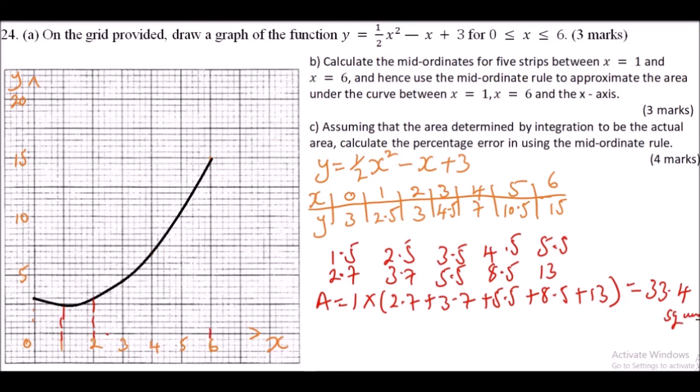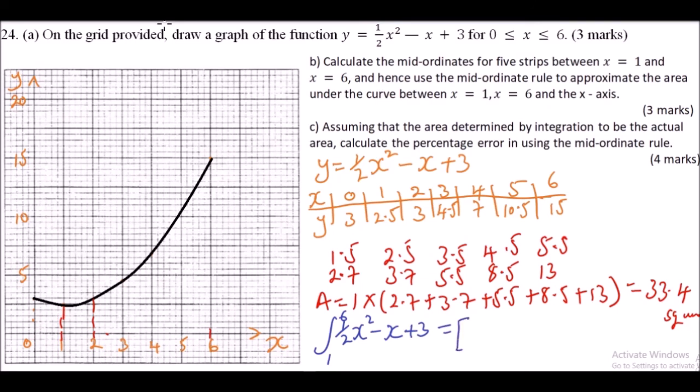From there we go to part C. Assuming the area estimated by integration to be the actual area, calculate the percentage error in using the mid-ordinate rule. So to get the area using integration, we are going to integrate the function a half x squared minus x plus 3, and the limits are from 1 to 6.